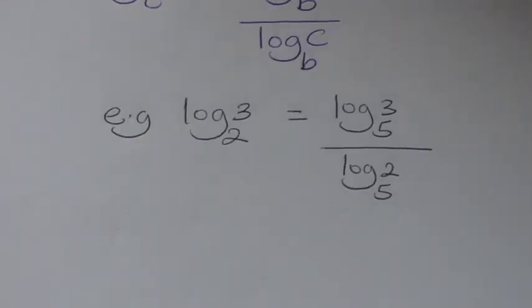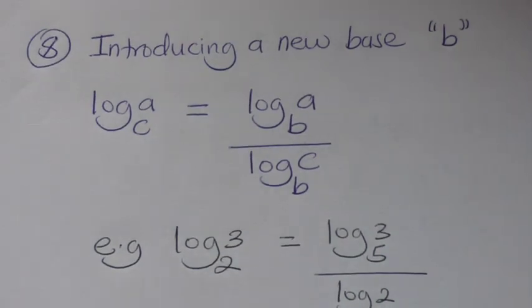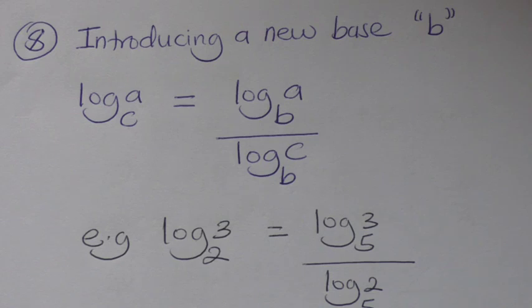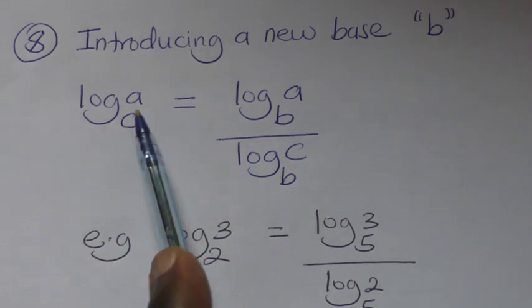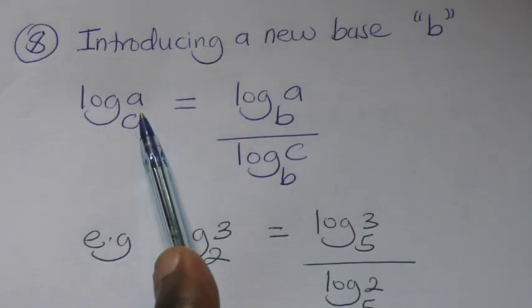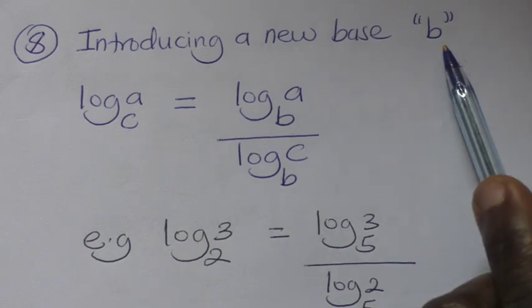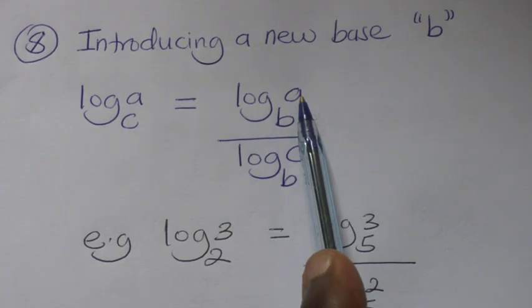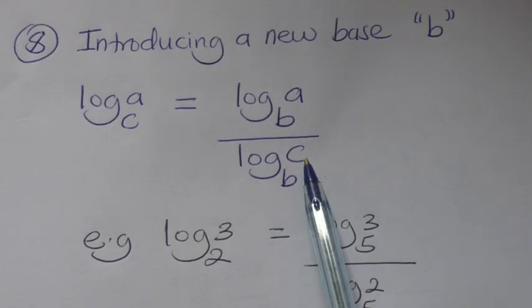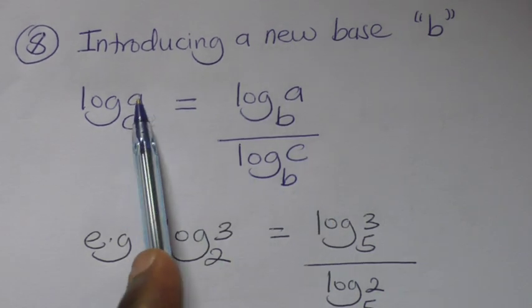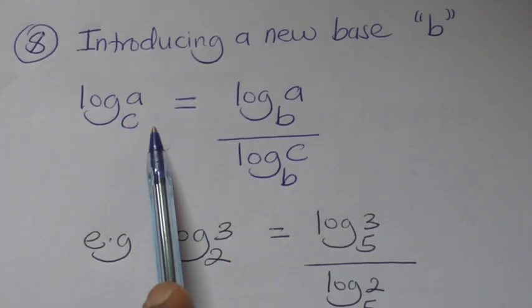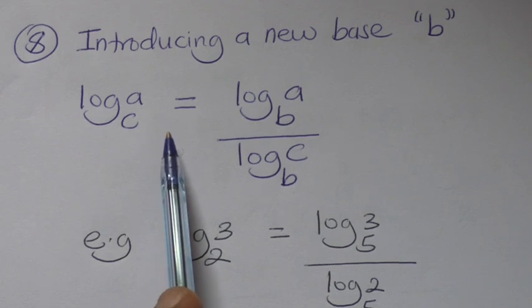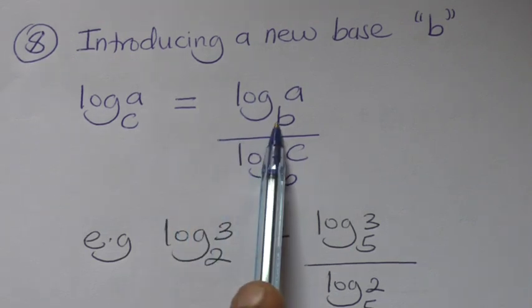Let us go to our last law, that is law number 8. Law number 8 shows us how we introduce a new base in the logarithm. That is to say, we have log C power A. So I want to introduce a new base, which is base B. Therefore, I will say log B power A divided by log B power C, meaning both the base and the power become powers in our new bases, but with a new base.